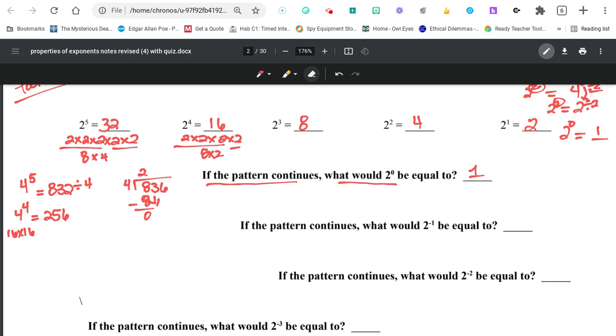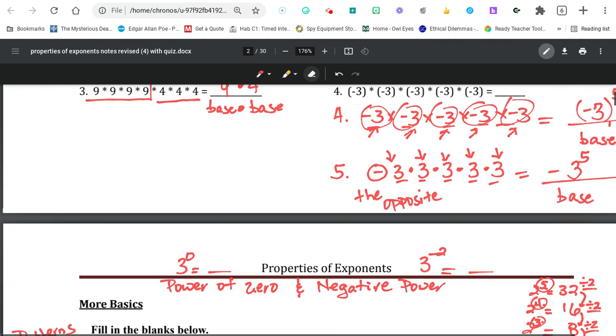I didn't mean to do that. Let me check something, guys. And it's 832. Hold on one second. 4 to the 5th power is 64 times 16. Oh, okay. I know what happened. So we got to go back and fix something on the notes. So glad I did that.